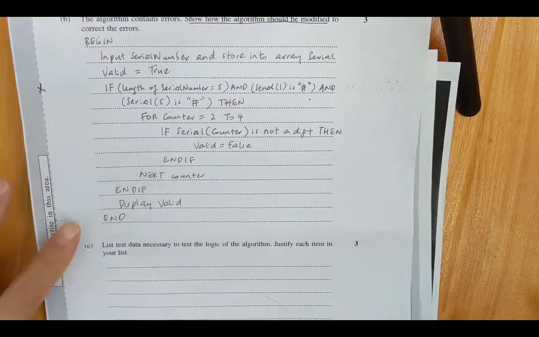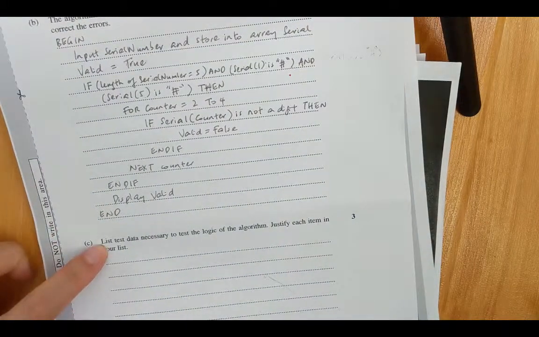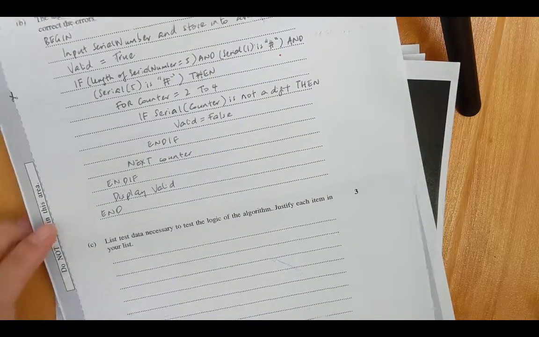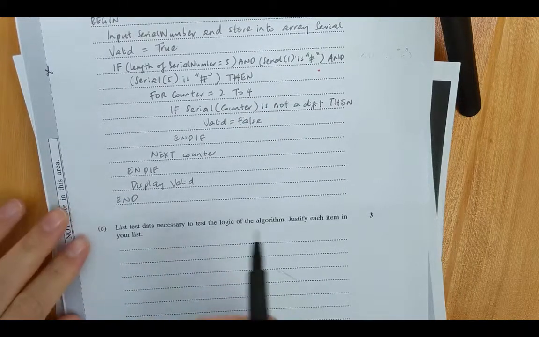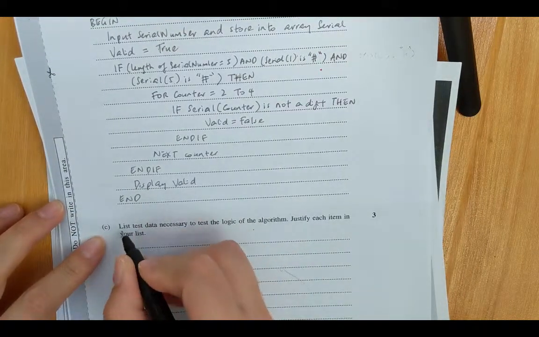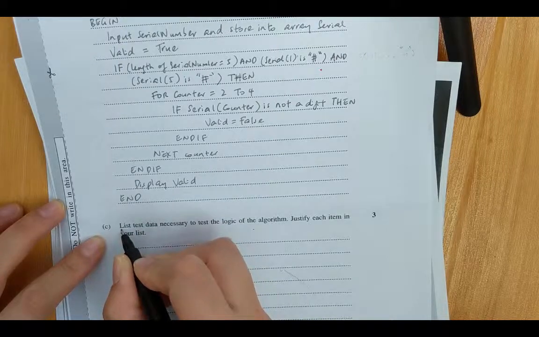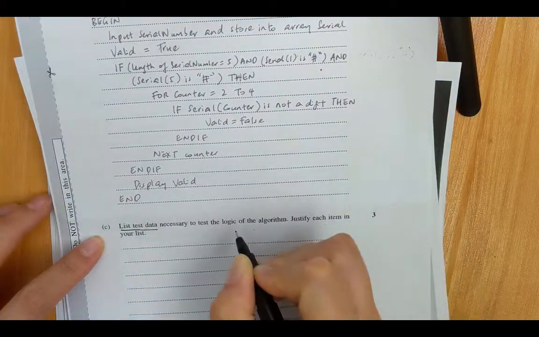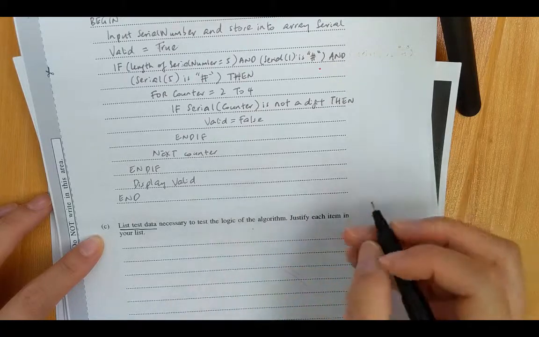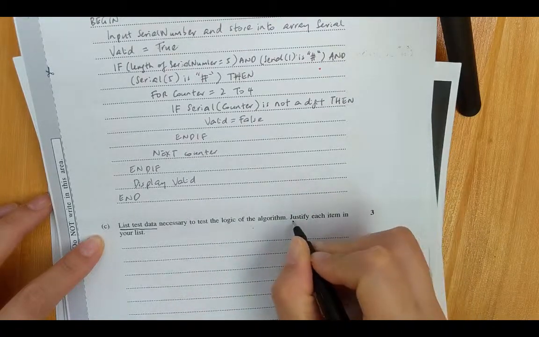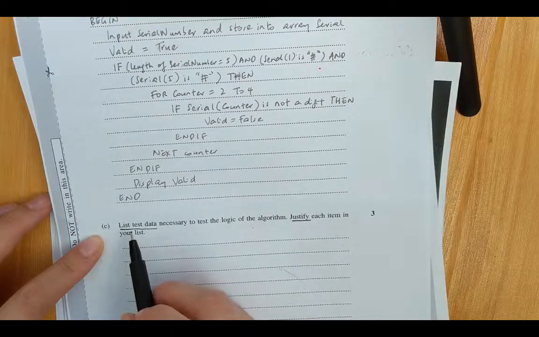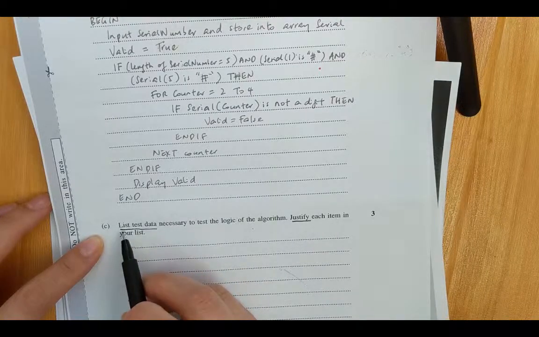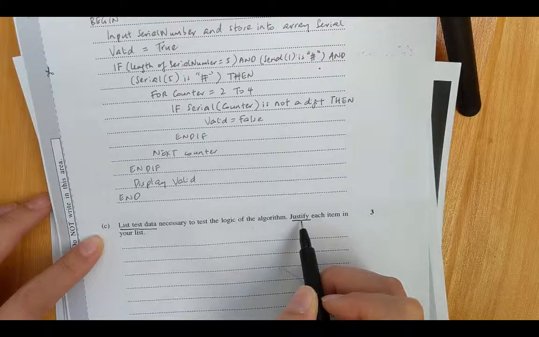Okay, now for part C, it says list test data necessary to test the logic of the algorithm. Justify each item in your list. So this question is asking us to do two things. The first one is to list the test data that we can use to test the algorithm, and for each item, justify. So we need to identify or list the test data we want to use, and for each one we list, we need to justify it.